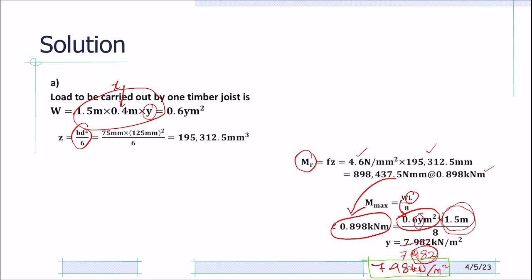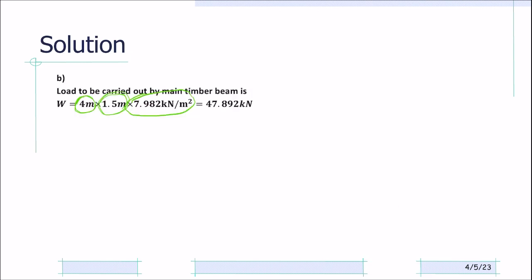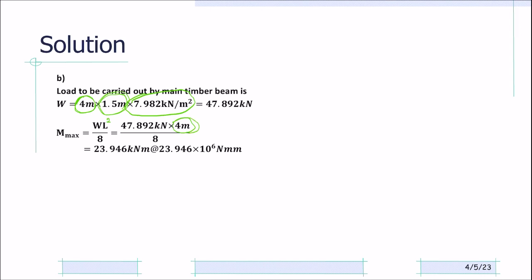Okay, maksudnya berapa loading daripada that floor dia akan transfer. Okay, it is 7.982 kilonewton per meter square. So you dapatkan value berapa sebenarnya, okay, untuk 4 times 1.5 meter square. Okay, so you akan dapat 47.892. Next is calculating the M maximum. Okay, so WL over 8, because this one, as you remember, like I said previously, kita tak perlu kuasa 2 kan dia, since this load come from the floor.